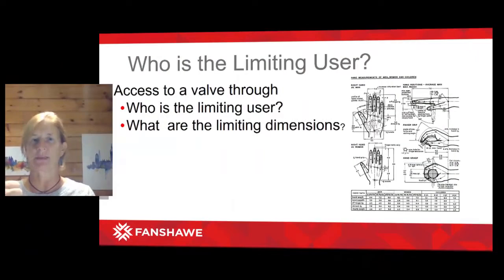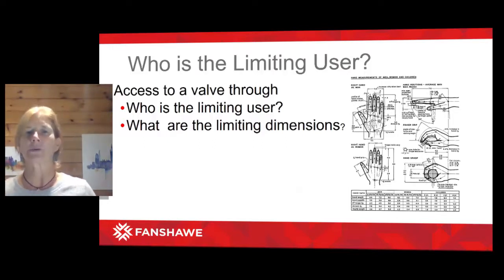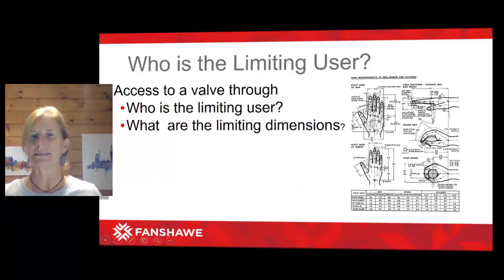So, who's our limiting user? Who's going to have the biggest hand? That's going to be the 95th percentile male. Hand size is what we're looking for. And we know that if we can design for them, that small little hand of the 5th percentile will be able to fit in there. So we go to our anthropometric tables, and in this case, if they've got something in their hand, we want to make sure we have enough width to get in, and we also want to make sure we have the breadth. So our limiting user is the 95th percentile male hand, and our limiting dimension is probably hand breadth.